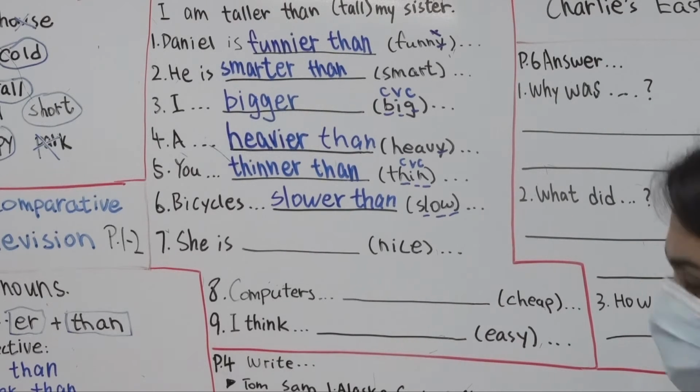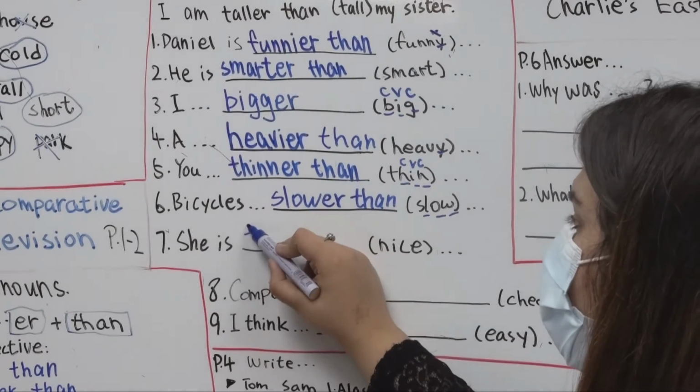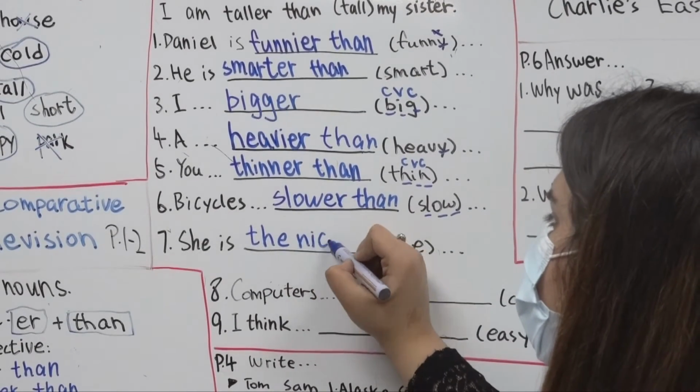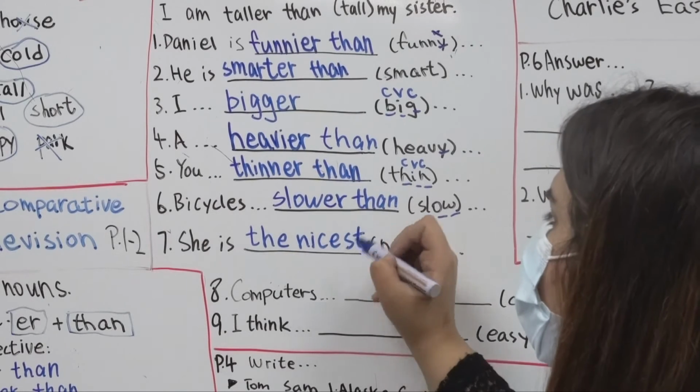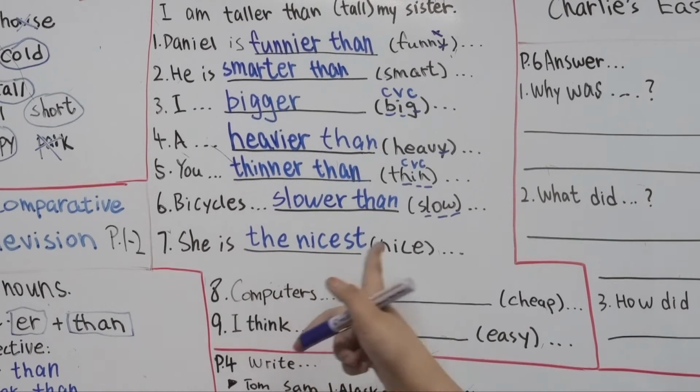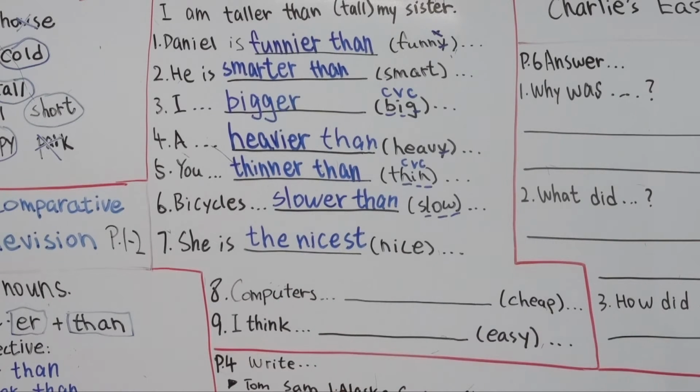So she is the nicest. It will be very odd, right, if you say she is nicer than person I know? So the answer is she is the nicest person I know. For this one, we will do it next time. Don't worry. Okay? The revision of superlative.